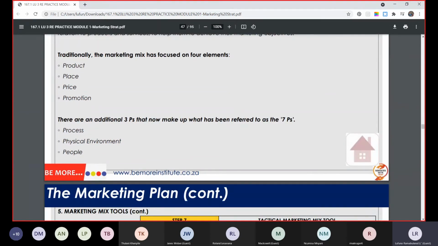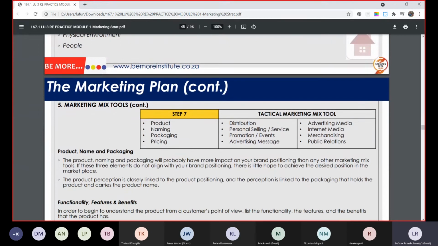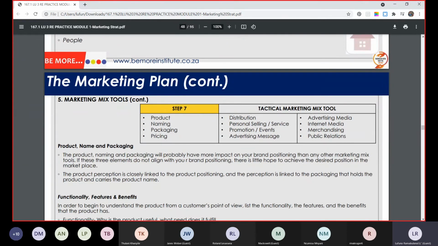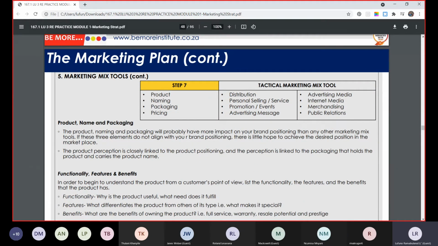There are an additional 3 P's that now make up what has been referred to as the 7 P's of marketing. It's now process, physical environment, and also people. Your marketing mix tools, which we are in step 7, would be your product naming, the packaging, and the pricing, how you're going to distribute, the distribution channels, personal selling, services, promotion of events. These are the tactical marketing mix tools that you are looking at. Advertising messages, advertising media, internet media, merchandising, and public relations. Product name and packaging. The product.